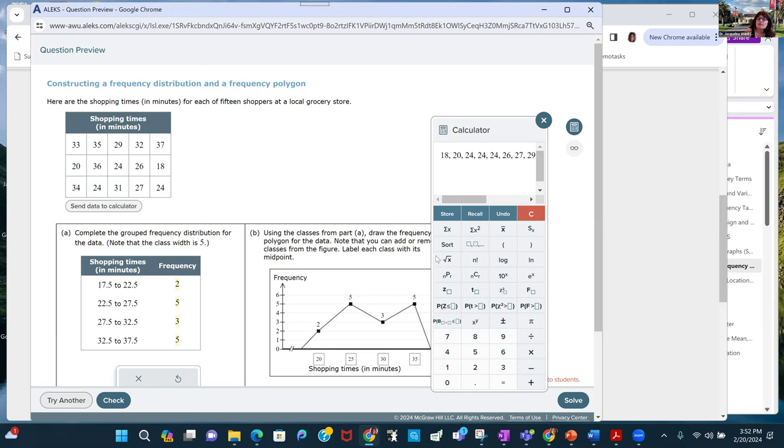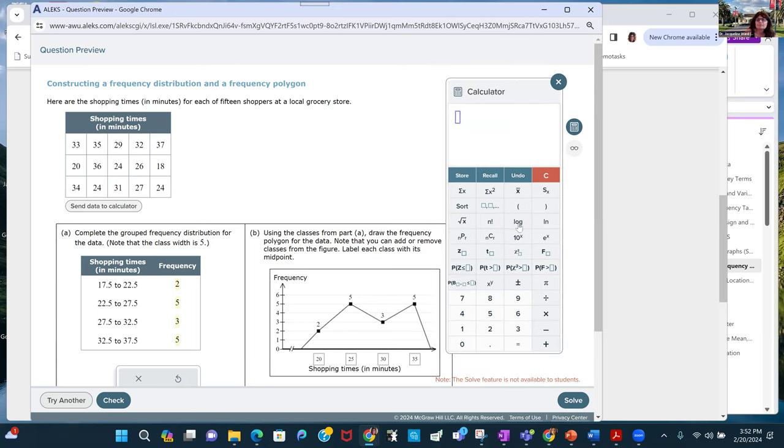And then to get the midpoint for this first class, again, you could add them together and divide by two. So that's the midpoint there.